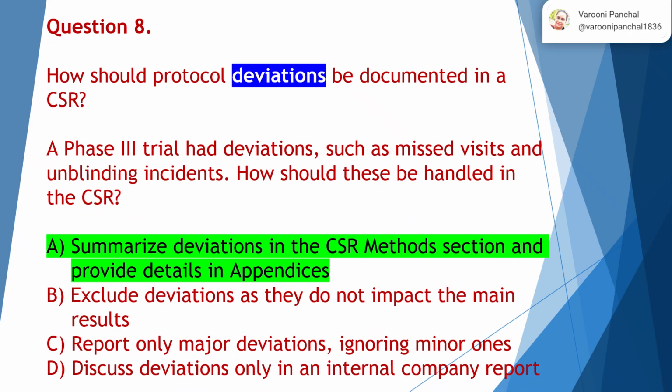Question 8. How should protocol deviations be documented in a CSR? A phase 3 trial had deviations such as missed visits and unblinding incidents. How should these be handled in the CSR?